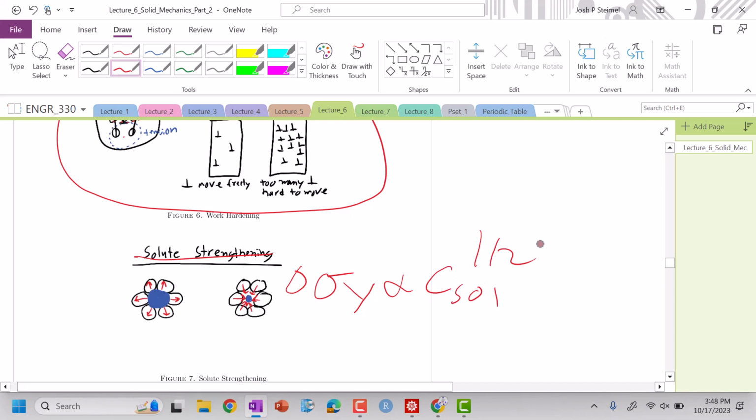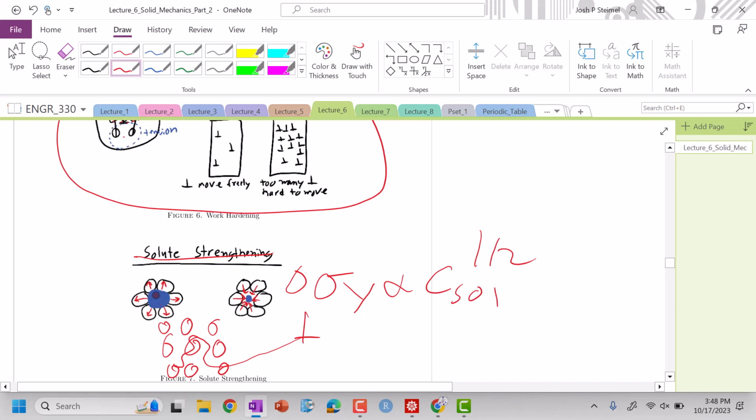So the idea here is, again, if I'm a dislocation, if I have a perfect lattice where my atoms are just at their equilibrium distance apart, I could kind of move through this system. But if I have a solute, now I've introduced this distortion to my lattice.